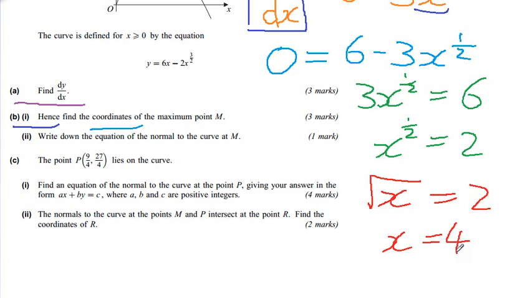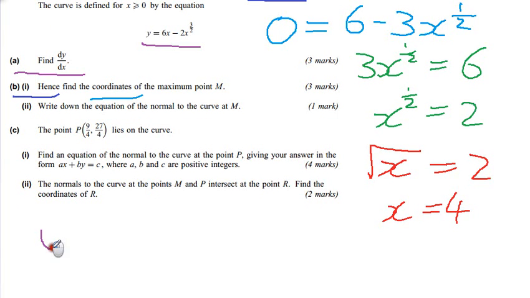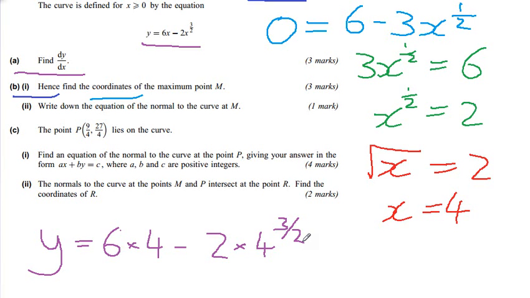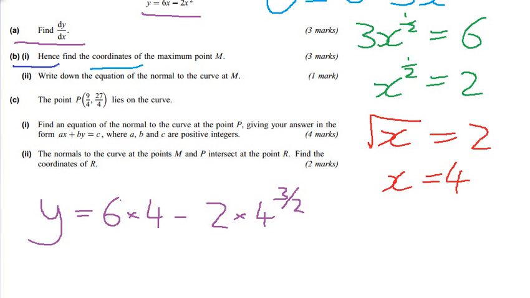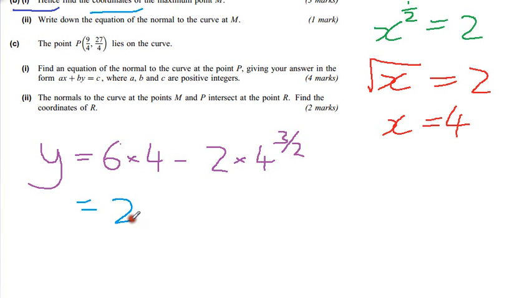So if we know that x is equal to 4, well, then we need to find out what y is. Let's go for y. We can use the original equation we got. So y is equal to 6 times 4 minus 2 times 4 to the power of 3 over 2. So let's work our way through that. So y is equal to 24 minus 2 times, now 4 to the power of 3 over 2.